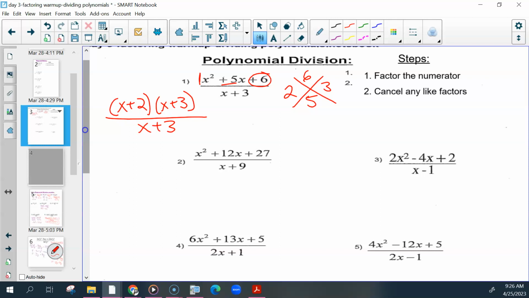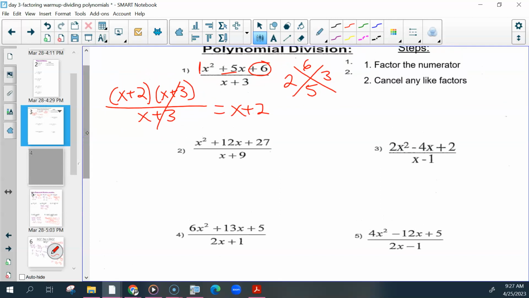You're going to rewrite it over whatever it was dividing. Then when you see any like factors, you're going to cancel them out, and whatever's left is your answer. Questions on that one? We're going to do at least one of each type of factoring problems we have here.